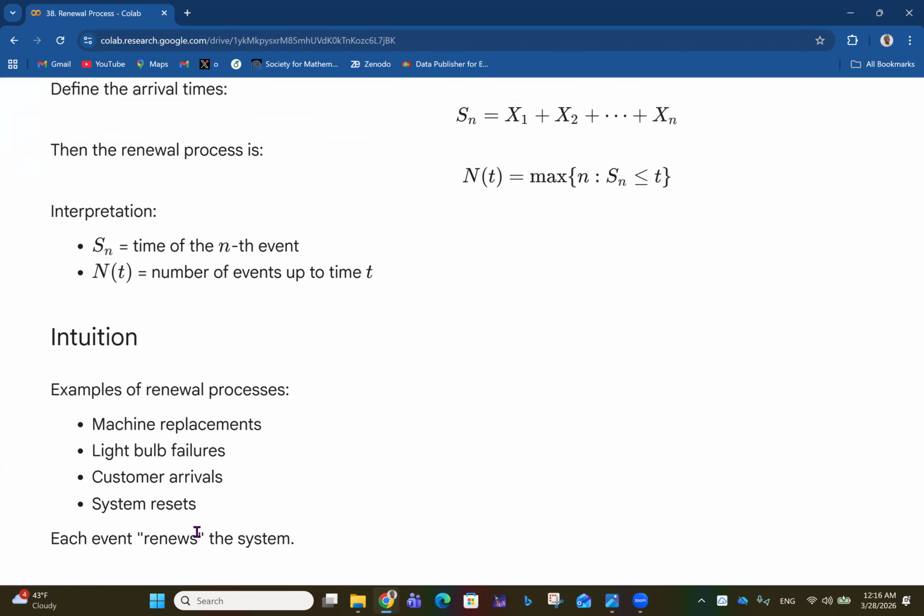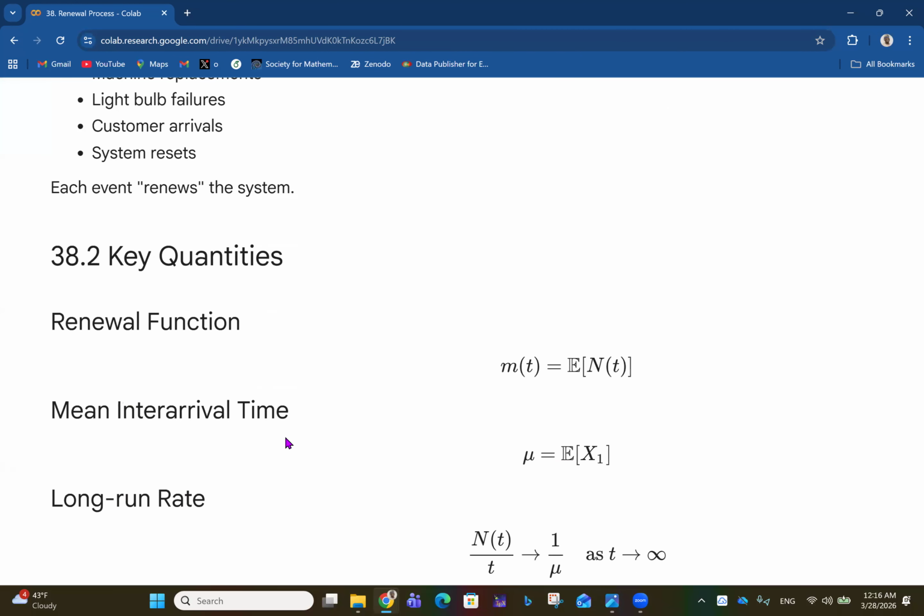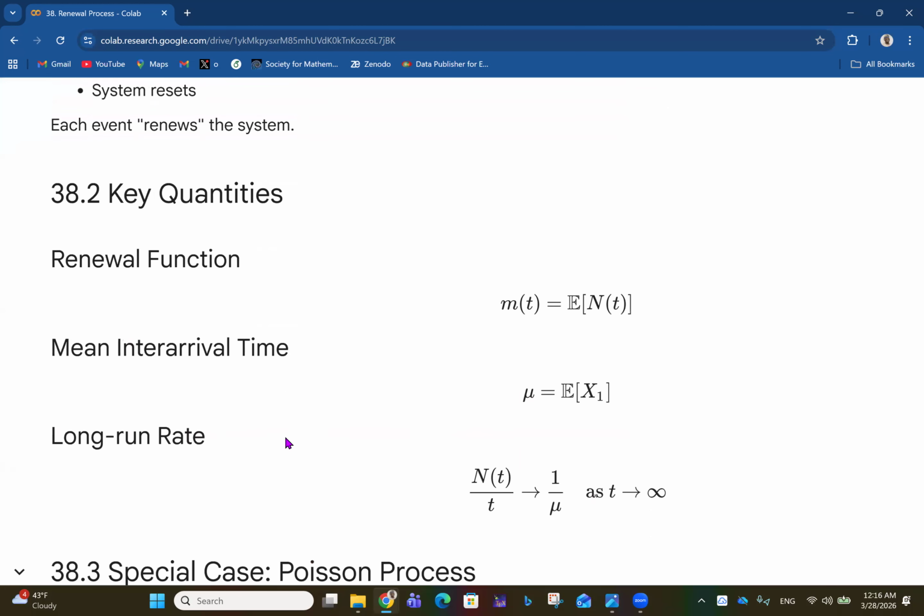By way of intuition, examples of renewal processes include things like machine replacements, light bulb failures, customer arrivals, and system resets, and each event renews the system. As you replace parts of a machine, that's a renewal. As you change light bulbs, that's a renewal. As new customers arrive, that's a renewal of the system, or having to reset a system. That's why we have it as renewal processes.